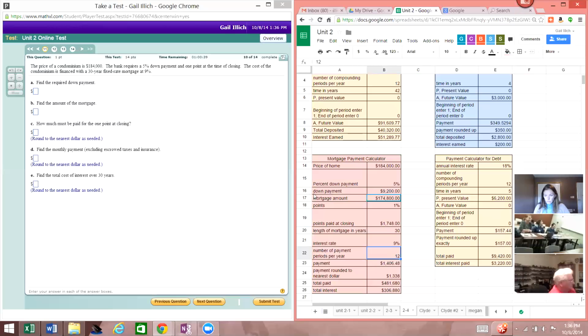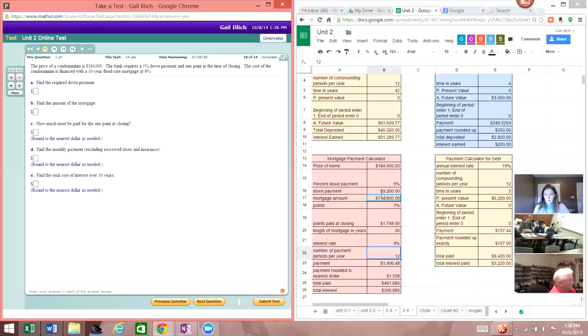Okay, so let's see if we can answer some of this stuff. Find the required down payment. That was done for us here, $9,200. The amount of the mortgage is the price of the home minus the down payment. So that's that $174,800. Now, it says how much must be paid for the 1 point at closing. So that's where we did 1% of the $174,000. So that was $1,748.